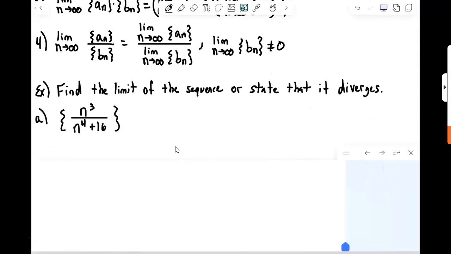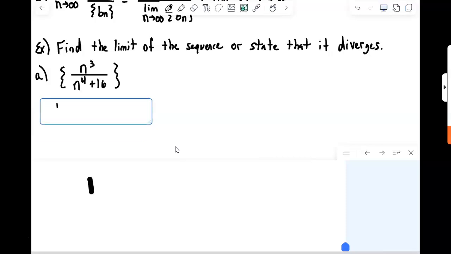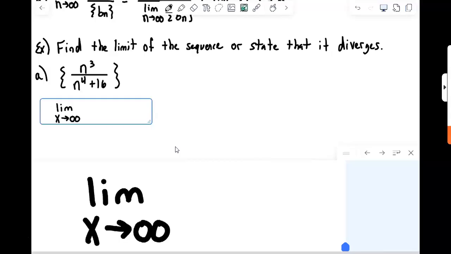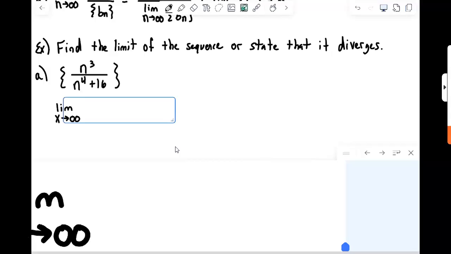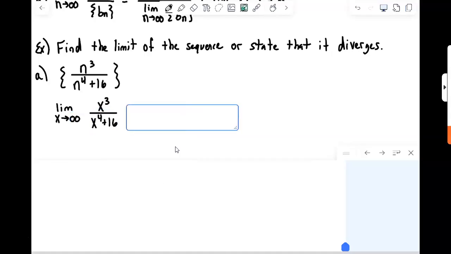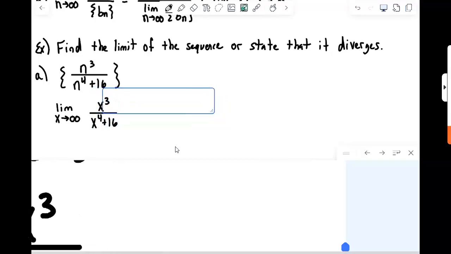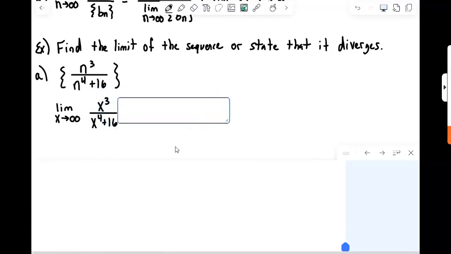So the way that we check convergence is by taking the limit of the underlying function. So we do the limit as x goes to infinity of x to the third over x to the fourth plus 16. We could use L'Hopital's rule here because this is an infinity over infinity. But because that's an x to the third and that's an x to the fourth, it's going to take several applications of L'Hopital's.